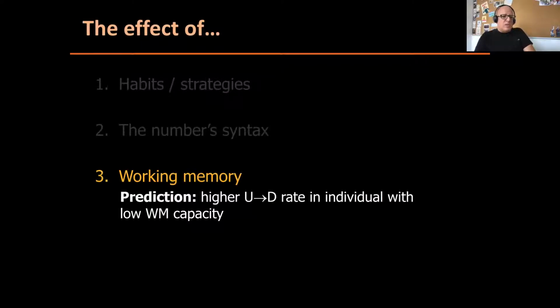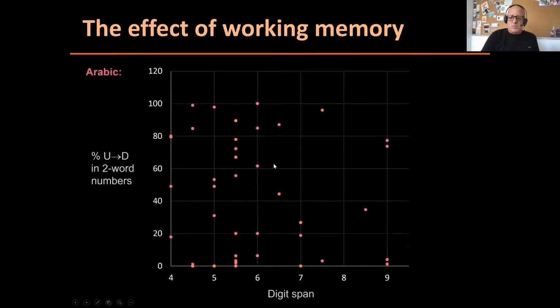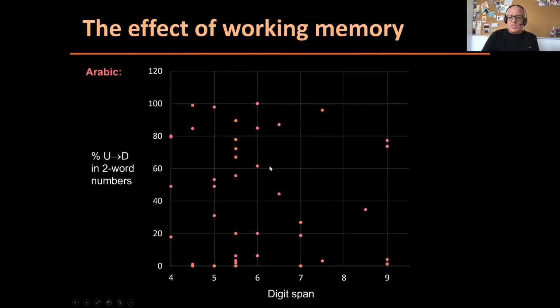Last thing is the working memory. Is the unit first writing more frequent in individuals with low working memory capacity? So in German, we see that it seems to be the case. Most people don't write always from left to right, but if we look only at those that have a higher rate of unit first writing, there seems to be an effect of working memory. The people with lower working memory capacity, measured here by digit span, do more frequently the unit first writing. But in Arabic, we don't see this effect.